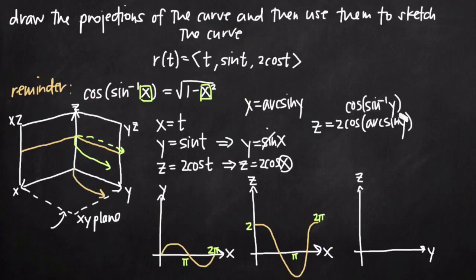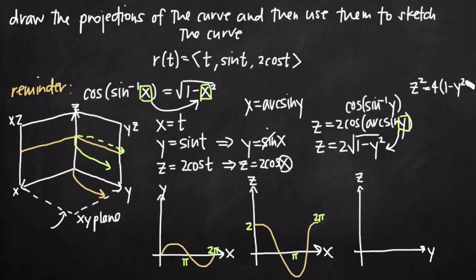So in our case, we have y inside of our arcsine function, which means when we simplify cosine of arcsine of y, what we get here is z equals 2 times the square root of 1 minus y squared. Instead of pulling an x into here, we pull a y down into here, and we get 2 square root of 1 minus y squared. Now, in order to make this easier for us to graph, we can go ahead and square both sides. We'll get z squared is equal to 4 times 1 minus y squared.